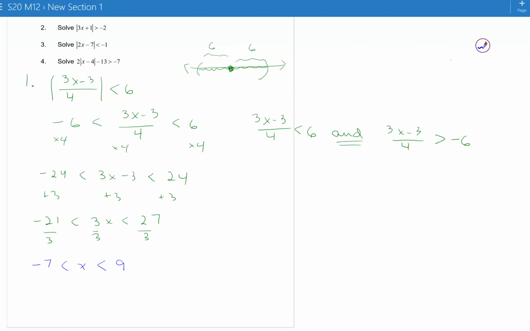You cannot do this if you have absolute value greater than. It doesn't work this way. This only works for absolute value less than.